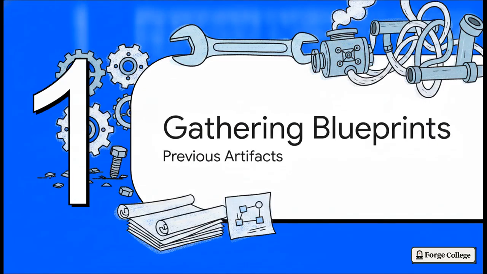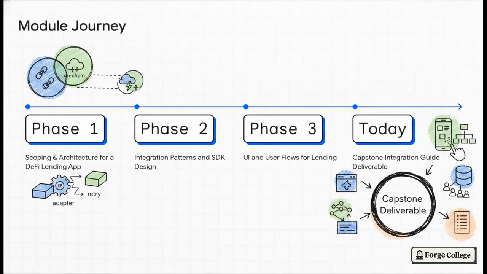All right, section 1, gathering your previous blueprints. Before we start tightening bolts, let's just look at the parts we already have scattered on the garage floor. Think about the journey you've been on in this Solana ecosystem track. This capstone pulls absolutely everything together.